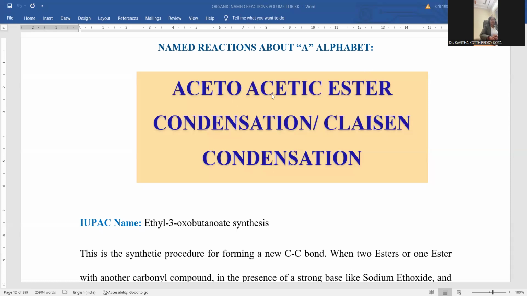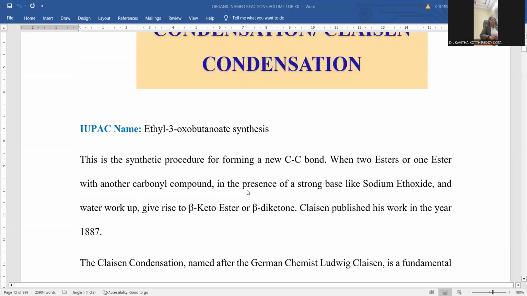Let me start with acetoacetic ester, right? Acetoacetic ester condensation, which is alternatively known as Claisen condensation. This is part of organic named reactions. Here, the IUPAC name, meaning International Union of Pure and Applied Chemistry naming, will be ethyl 3-oxobutanoate synthesis. We are going to perform ethyl 3-oxobutanoate synthesis.